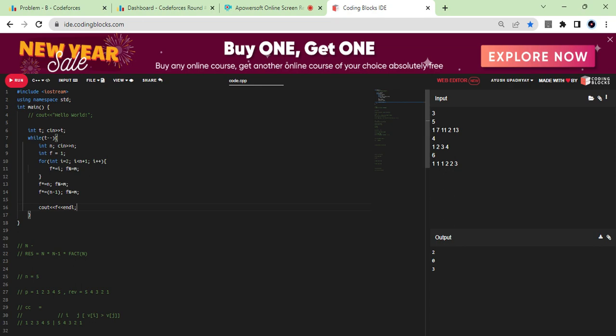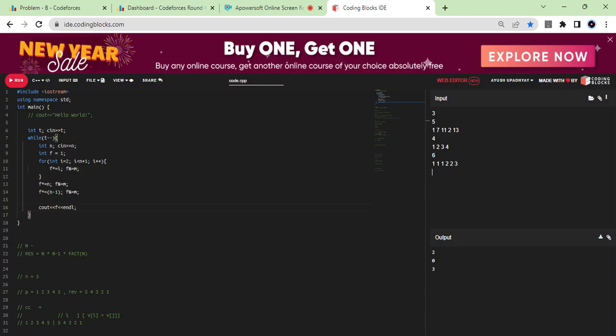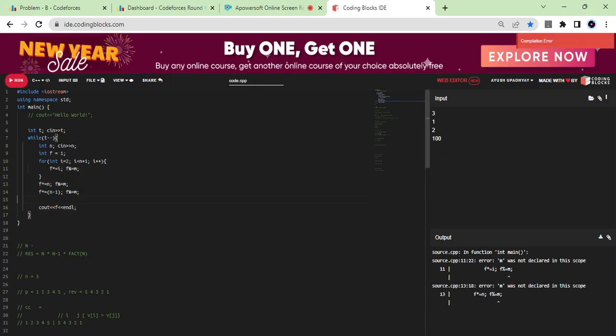Okay, so let's see. The answer for this would be coming out like this: n into n minus 1 into factorial of that. Nothing is very strange in this. Calculating factorial is not a big task, but the thing is you should have your int m, or you can make a constant int m equal to 1e9 plus 7.